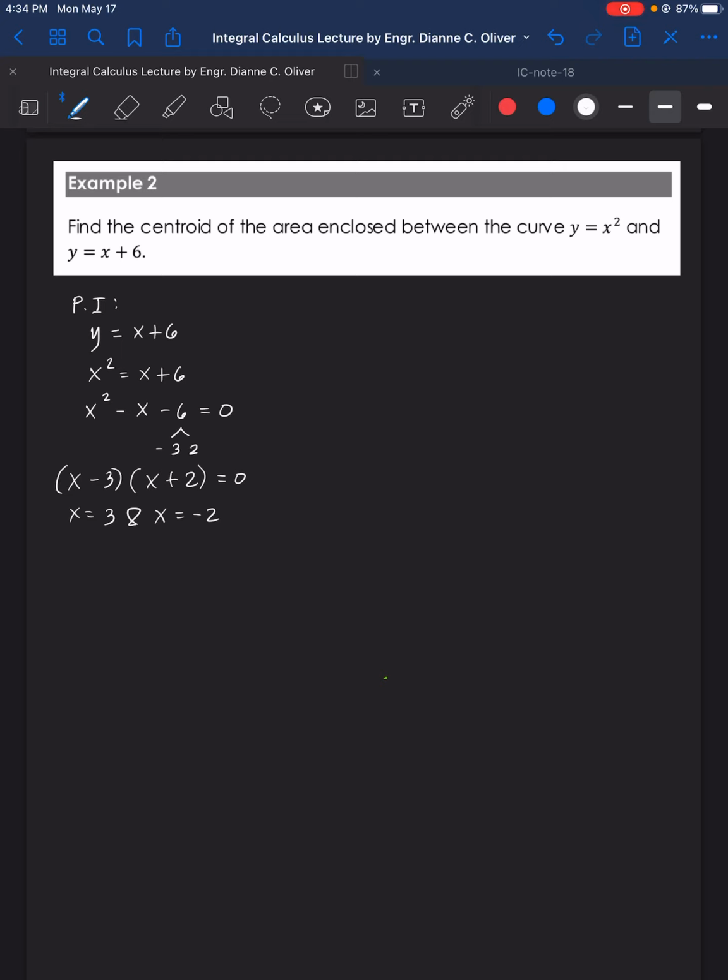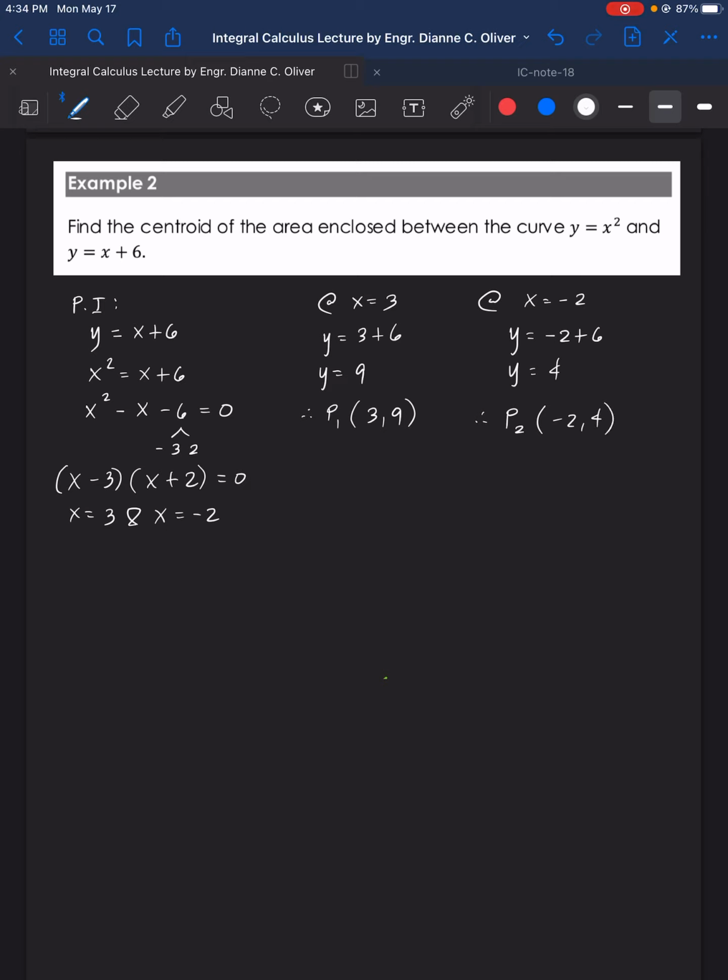So at x is equal to 3, we have here y is equal to 3 plus 6. So y is equal to 9. Therefore, point 1 is equal to (3, 9). At x is equal to negative 2, we have y is equal to negative 2 plus 6. So y is equal to 4. Therefore, P2 or point 2 is equal to (negative 2, 4).